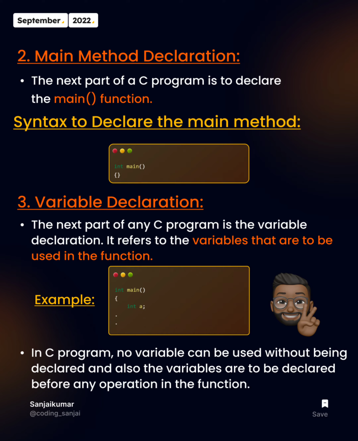2. Main method declaration. The next part of a C program is to declare the main function. Syntax to declare the main method: int main(){}.